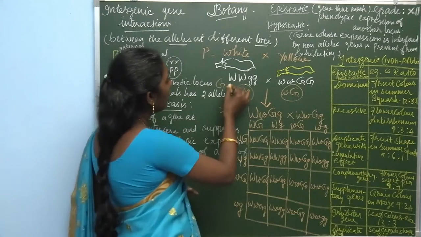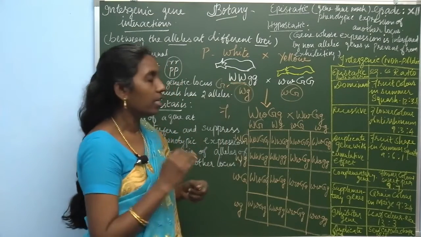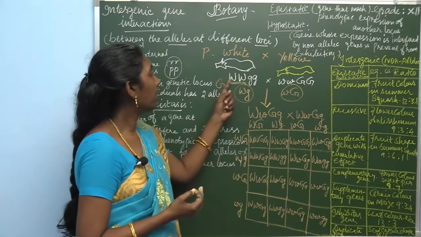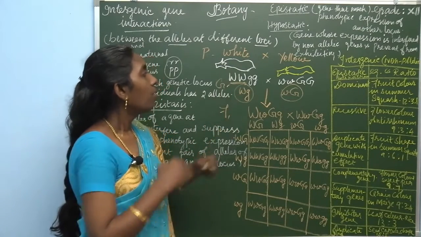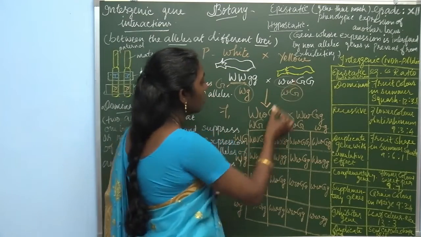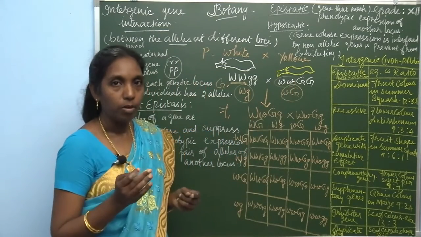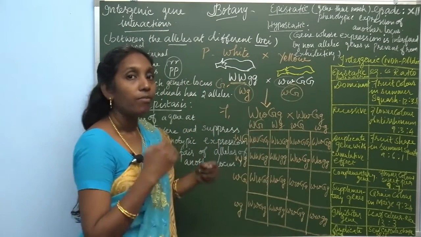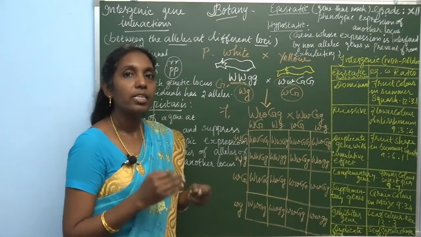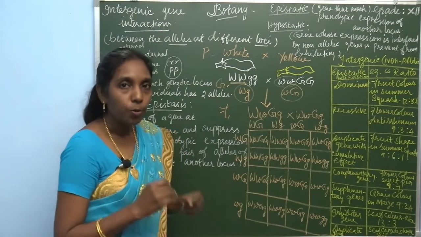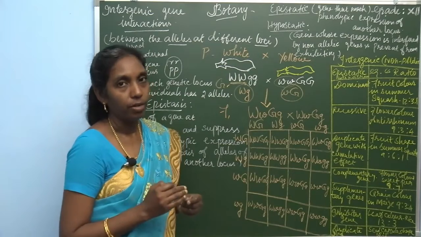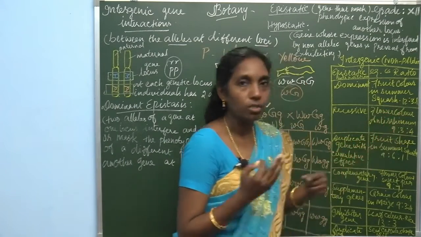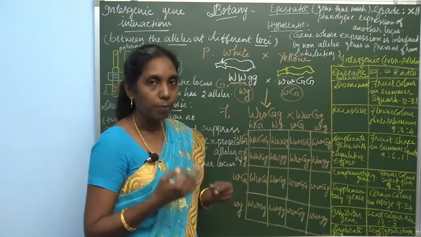Wherever the capital W is present, it gives the white character, the dominant character. Wherever the small w is present, which gives the yellow fruit. And wherever the homozygous recessive is there, which produces the green fruit. So, 3 different phenotypes appear in the ratio 12:3:1 as the dominant epistatic ratio.